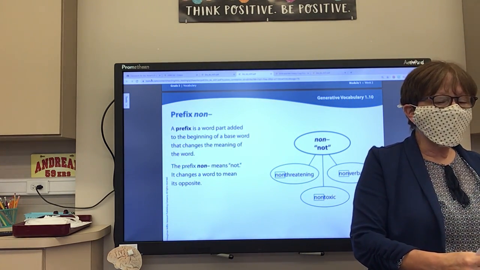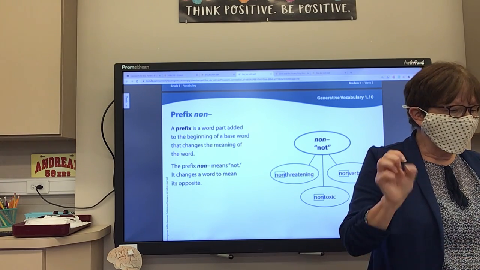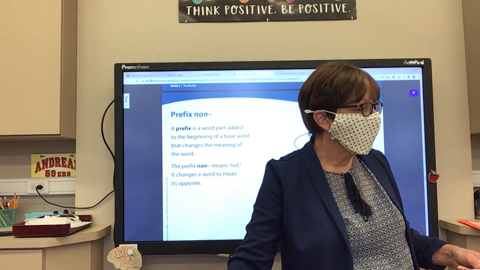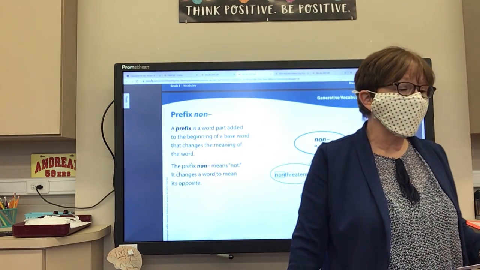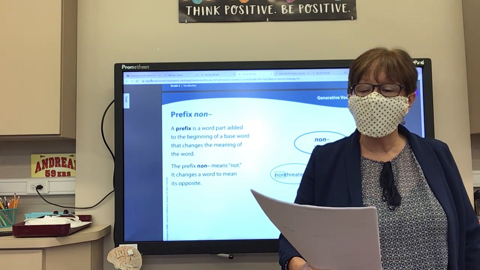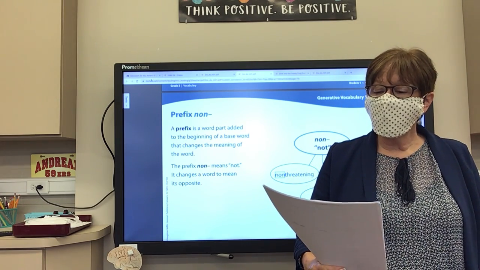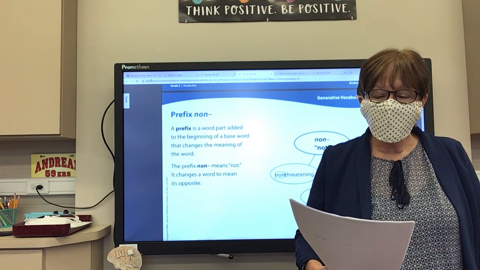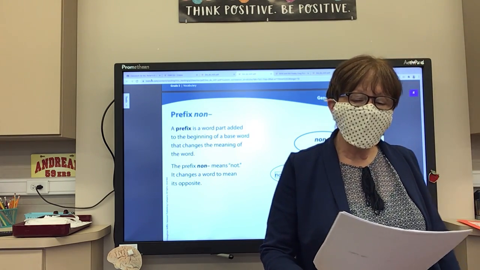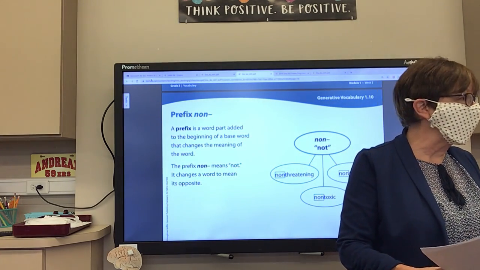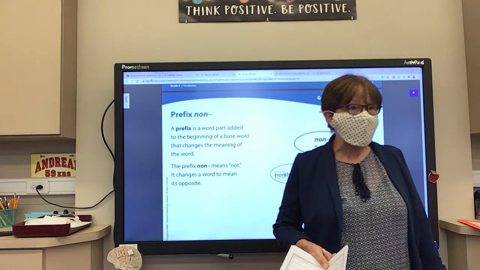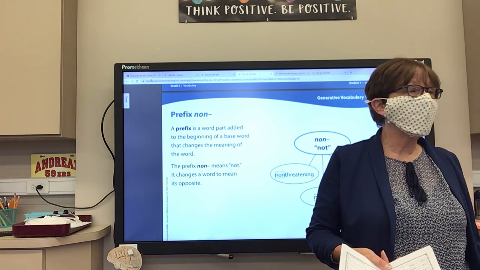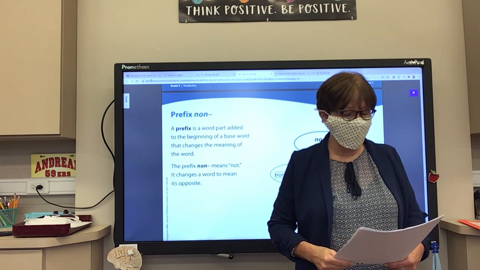So we have a powerful prefix, non. It says the prefix non means not. When the prefix non is placed in the front of a root word, it changes the meaning of the word. For example, if non is added to the word stick, the word becomes non-stick. And the new meaning is to have something that does not stick, like you might have a non-stick pan at home. Does anybody have non-stick pots and pans? Yes, the food is not supposed to stick to the pan.